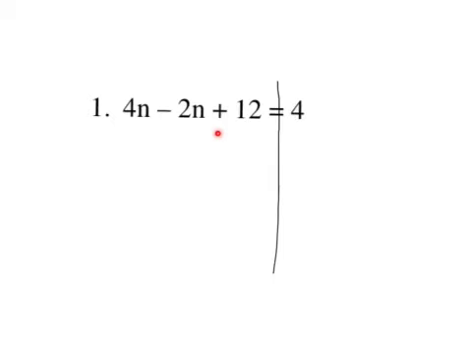I don't see any distribution, but I do see like terms. So I want to take this 4n and combine it with this negative 2n. When I combine those, I get 2n. I'm left with plus 12 on this side equals 4.